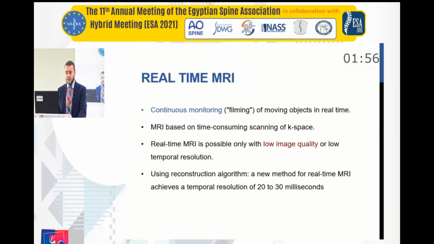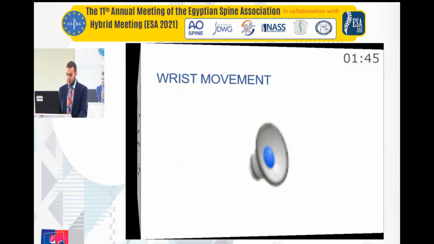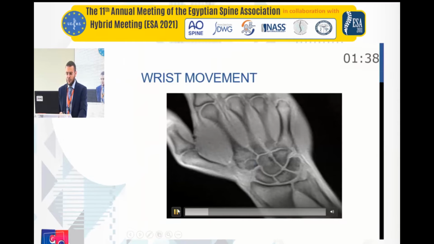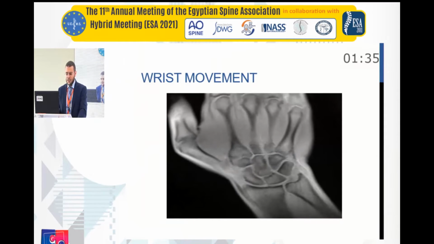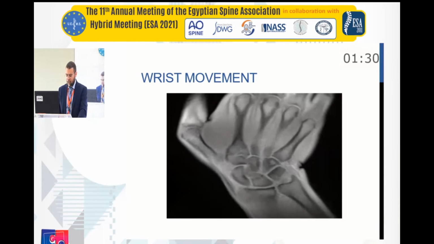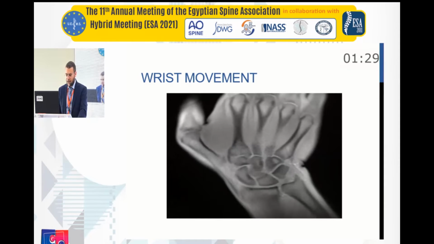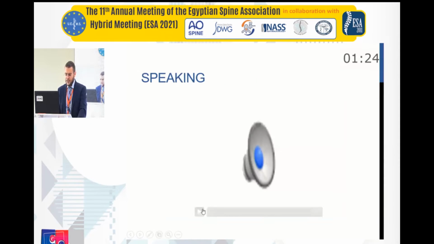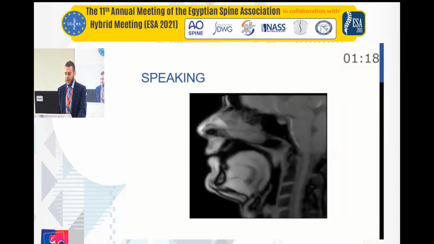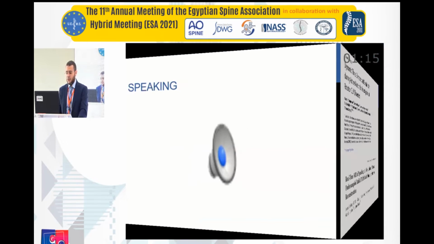Real-time MRI is continuous filming and monitoring of the spine while the patient is moving. So can you do this in the cervical spine? It's never been done before, but we found this in the literature. They started doing this in the joints, and you can see here when the patient moves the wrist, the bones and the joint are moving while they film this live, and it's very interesting. This is another real-time MRI while the patient is speaking, and you can see how he's moving his tongue. So we said, can we do this in the cervical spine?